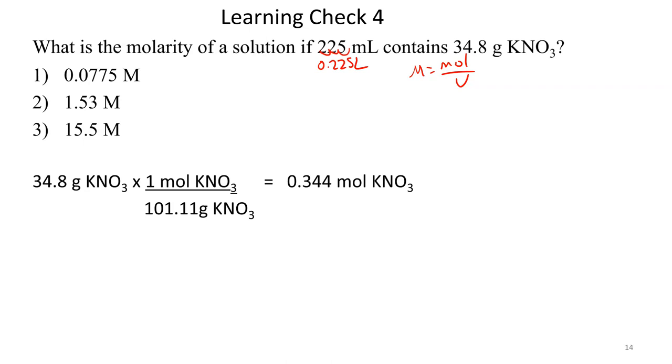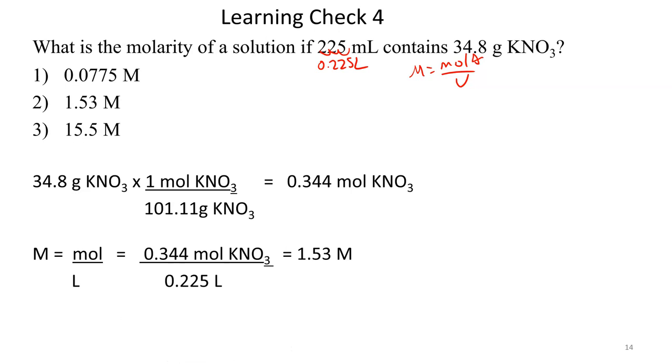So 34.8 divided by 101, or if you really want to go decimals, go for it. So you get 0.344 moles of potassium nitrate. Cool. I got the moles part. Yay. Now I need the volume. So what's the volume going to be? 0.225. Plug and chug. There's your molarity. That's all you got to do. Go to moles, divide by the volume.